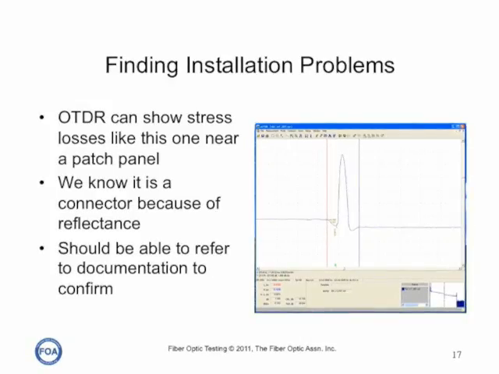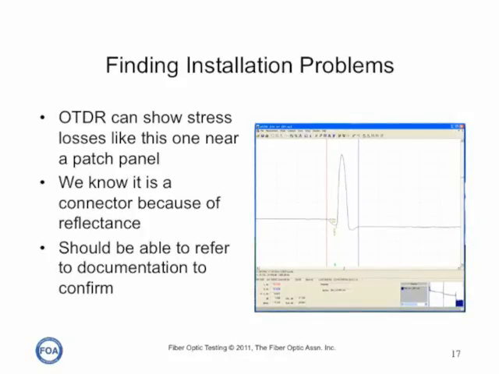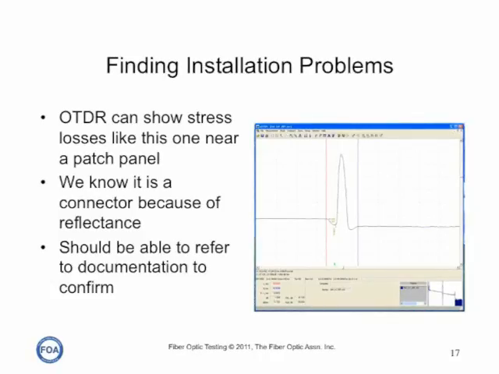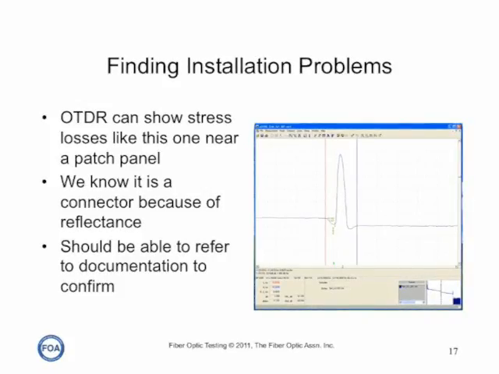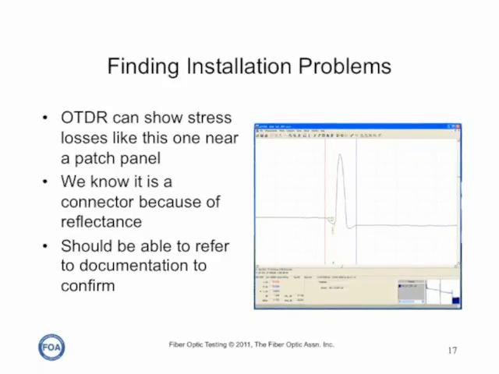We can know this by looking at the trace. We'll never know it unless we know to look at the trace very closely, spread the distance out, look very, very carefully with great detail, and know what we're looking for. And knowing what you're looking for is the secret of understanding how to use an OTDR.